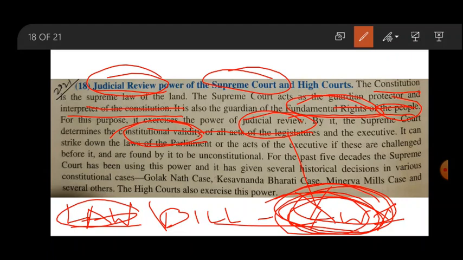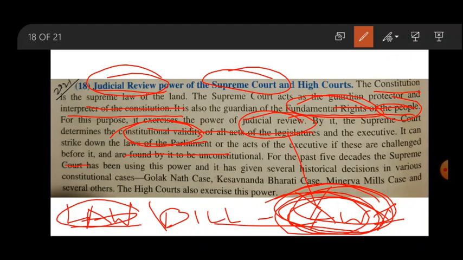So it can strike down the laws of the parliament. As I have already told you, it can declare it null and void because it is not at par with the constitution or the basic nature of democracy, or the acts of the executive, if these are challenged before it. But it has to be challenged in the Supreme Court or High Court. It has to be brought to the notice of the Supreme Court or High Court. That means any citizen can take this case before them.